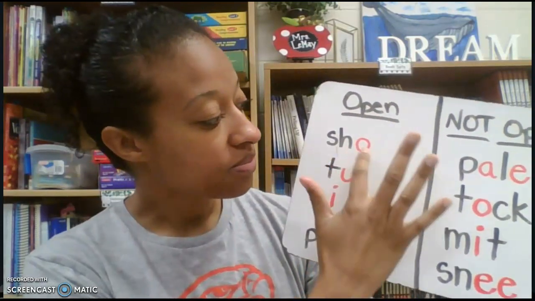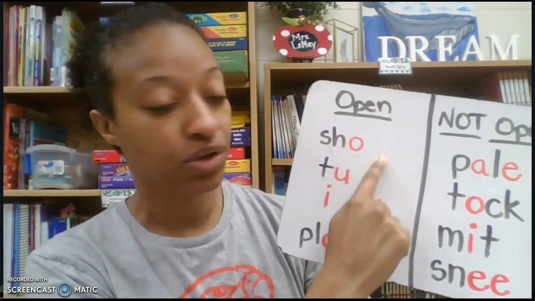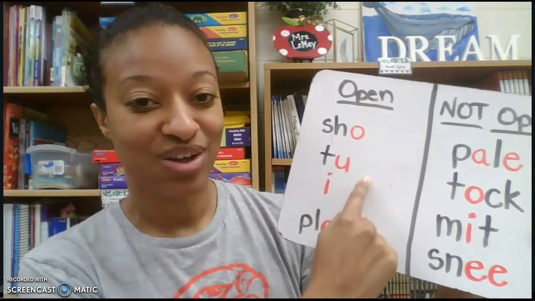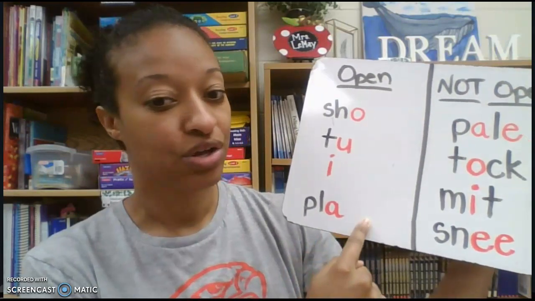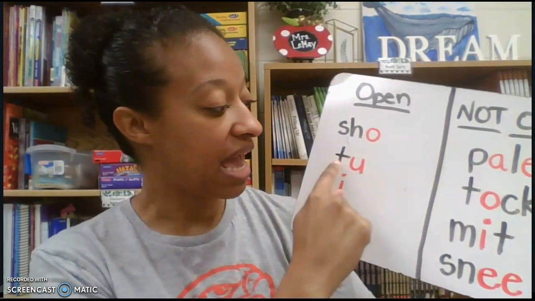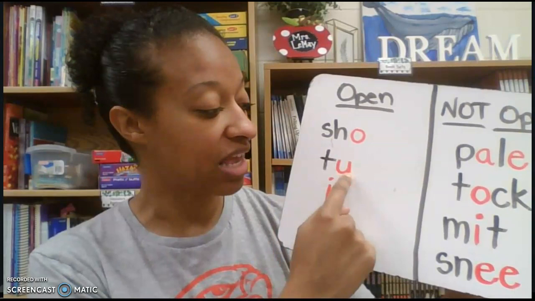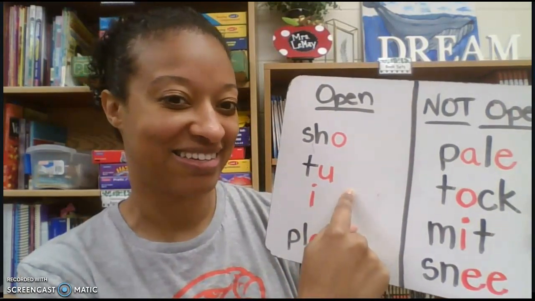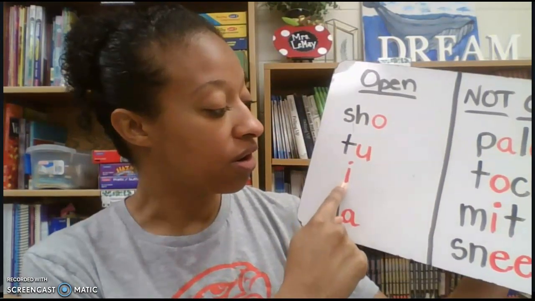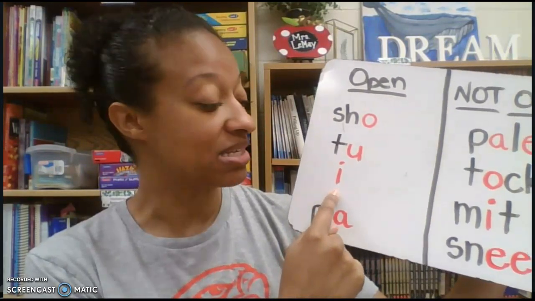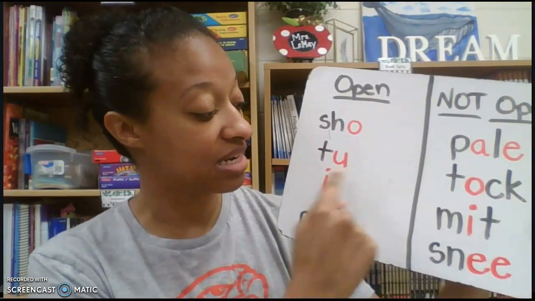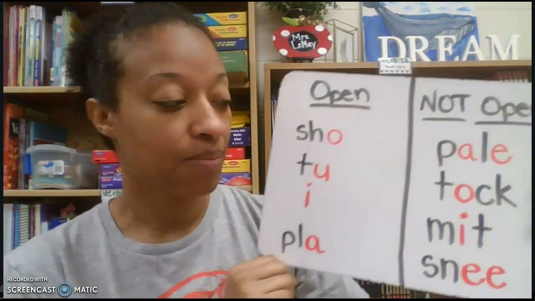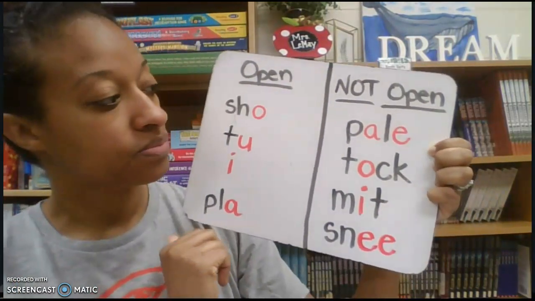Okay. So right here, there's a vowel, no consonant. Vowel, no consonant. Vowel, no consonant. Vowel, no consonant. So it can be after a consonant, but there can't be a consonant after it. Does that make sense? Or it can just be by itself, but it still can't have a consonant after it. So it is open if there is no consonant after the vowel.